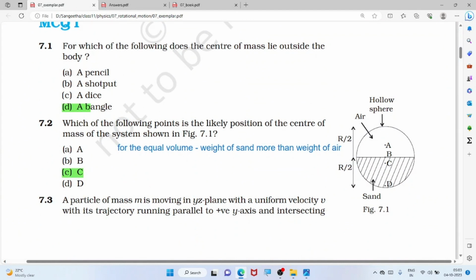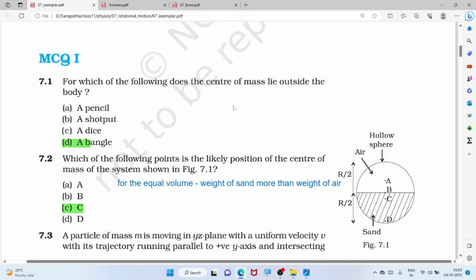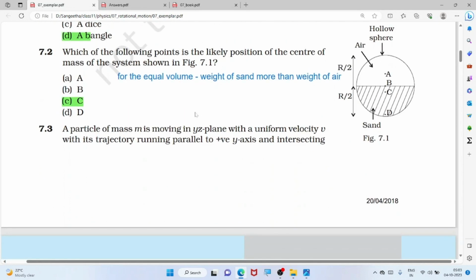Find which of the following has the center of mass lying outside the body. Pencil, inside the body; disc, inside the body; this bangle, the center of mass lies outside the body, inside that bangle ring.